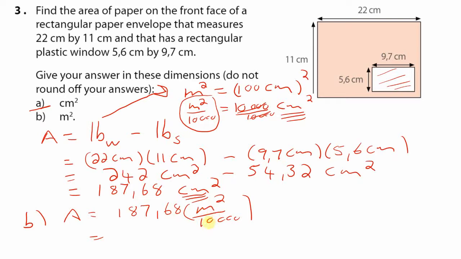So now if we divide, we shift the comma to the left. How many spaces? 1, 2, 3, 4. So 1 jump, 2 jumps, 3 jumps. We still need a jump, so we still need a 0. So it's 0,018768 meters squared. Which makes sense because we know there are many centimeters in a meter, so we expect a small answer for meters in comparison to centimeters.